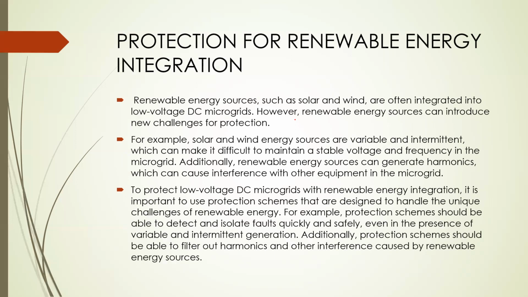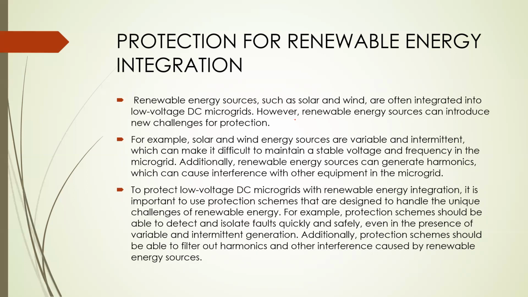Protection in renewable energy integration. Renewable energy sources such as solar and wind are often integrated into low voltage DC microgrids. However, renewable energy sources can introduce new challenges for protection. For example, solar and wind sources are unreliable, variable and intermittent, which can make it difficult to maintain a stable voltage and frequency in the microgrid. Additionally, renewable energy sources can generate harmonics, which can cause interference with other equipment in the microgrid.